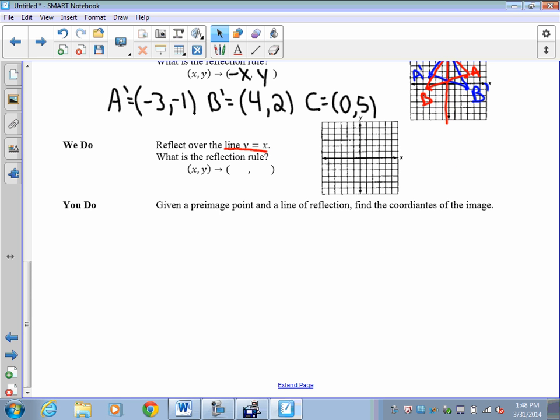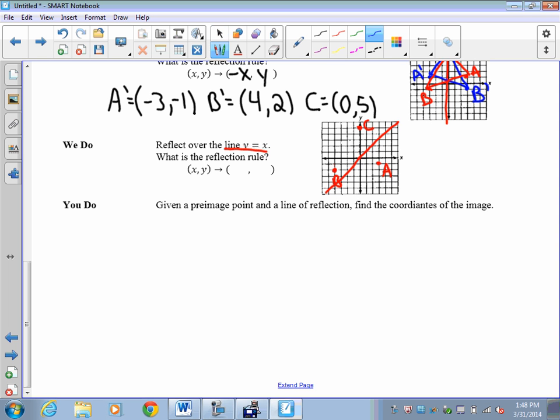The last one we have is y equals x. So again, we're going to plot our pre-image. So 3, negative 1 was A. Negative 4, negative 2 was B. And 0, 5 was C. So that's our pre-image. So we need to think about what the line y equals x looks like. It has a slope of 1 over 1. So there it is right there.